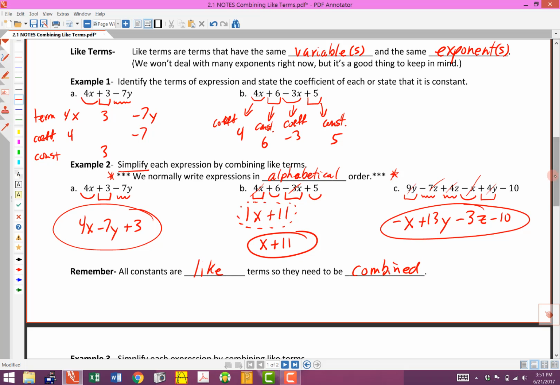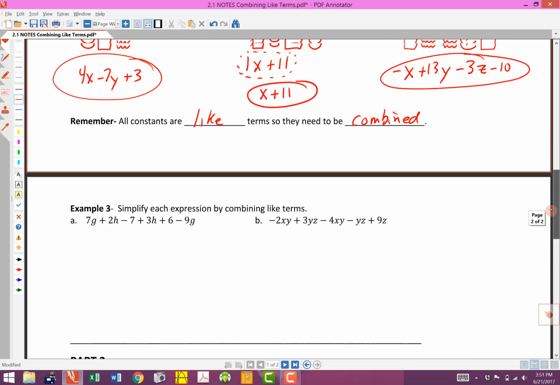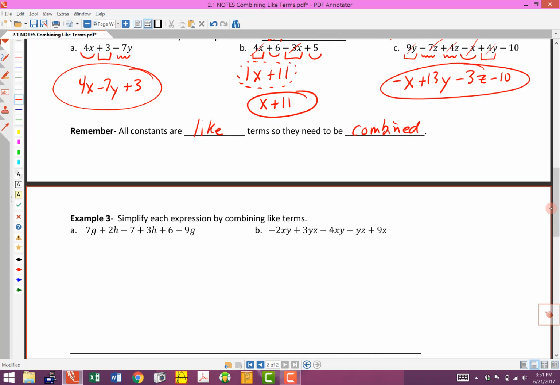All right. So let's flip the page over and let's do a couple more problems, and then we'll give you some time to work on your assignment and kind of practice these skills before we make things just a little bit more complicated. Okay, let's take a look at this one. Let's run through and take a look. We've got 1, 2, 3, 4, 5, 6 different terms. You'll notice that we've got some G's and some H's and some plain old constants here.